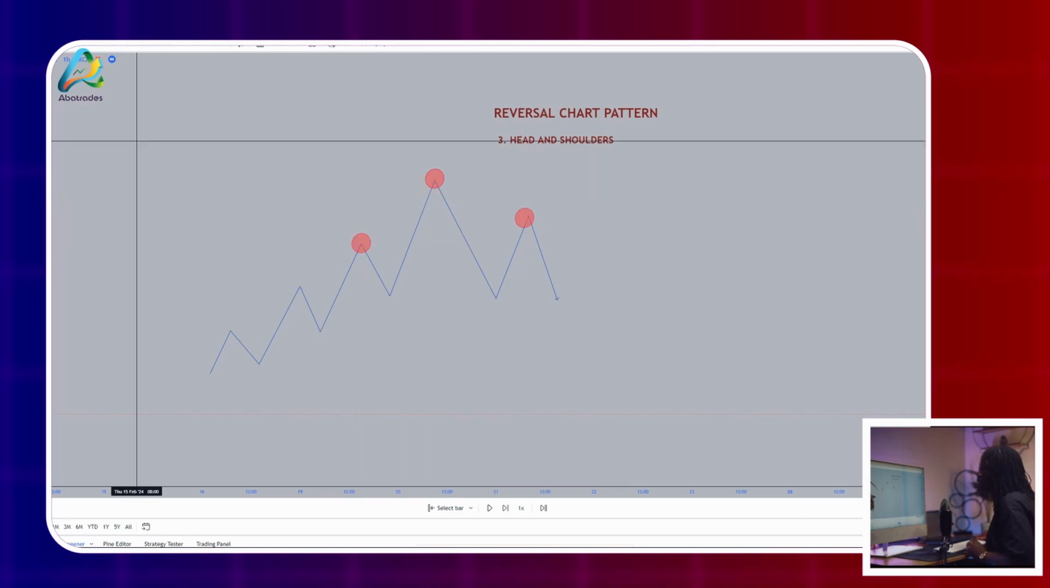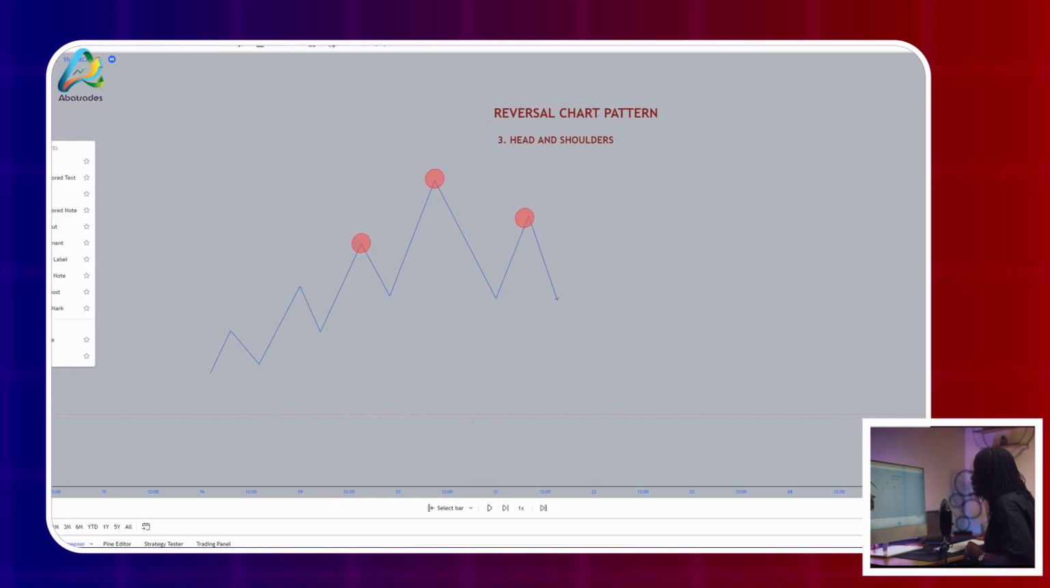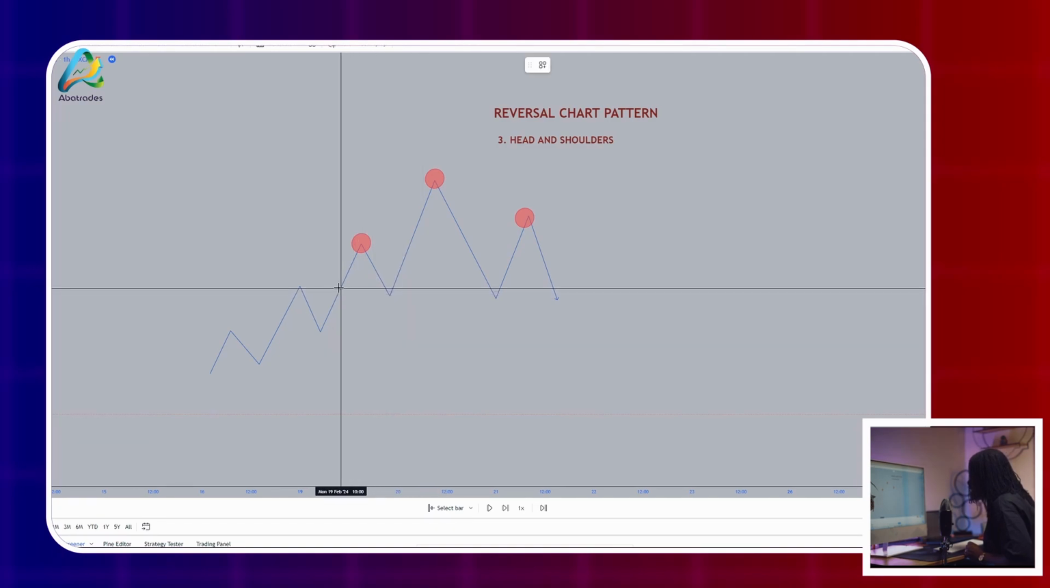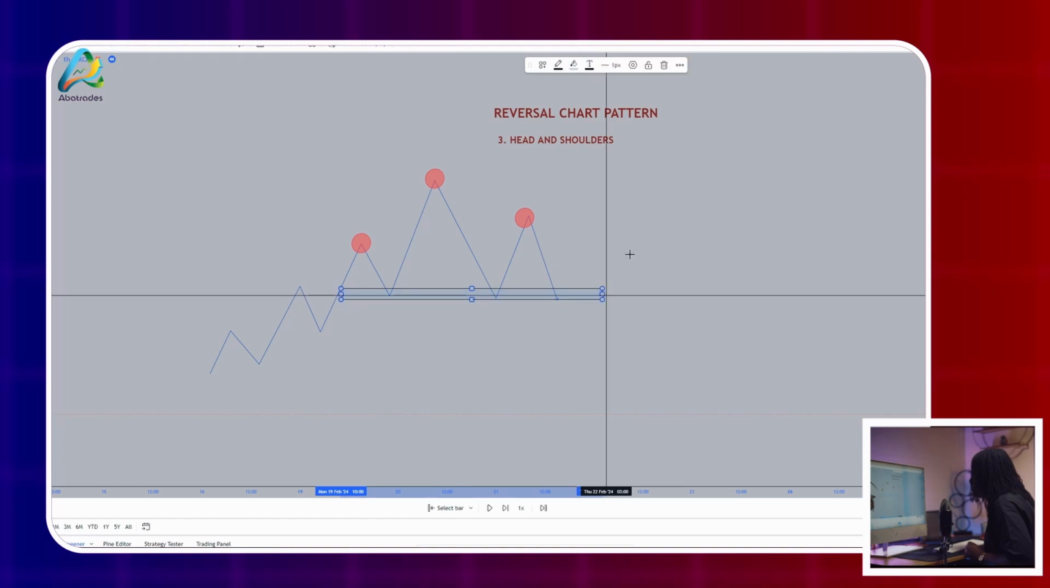All right, now we have something in the head and shoulders which we also call the neckline, like I mentioned in the other patterns. So this level here can be the support or the neckline. So this level right here becomes the neckline. Okay, so this is the neckline for the head and shoulders. It can also be the support.